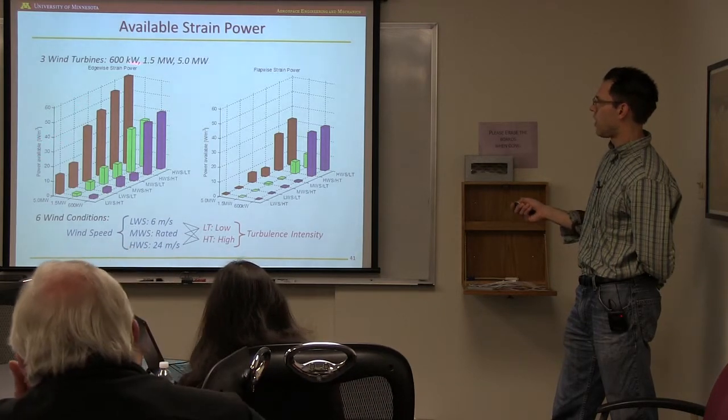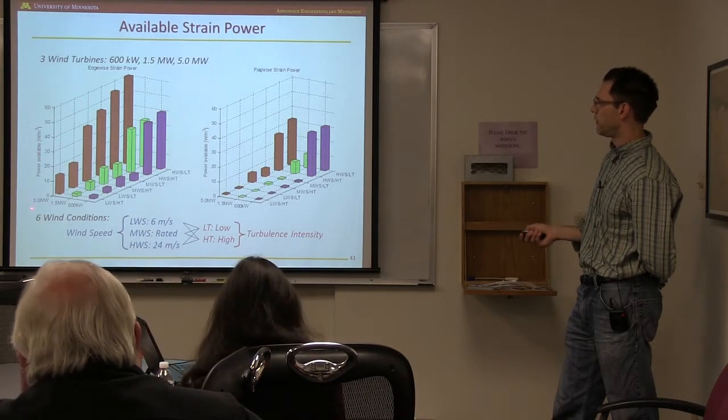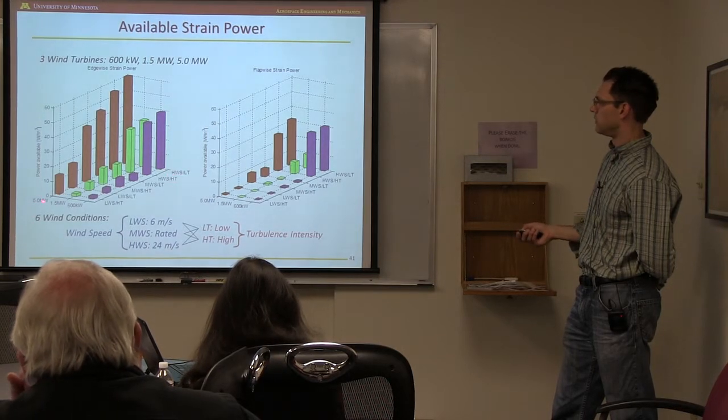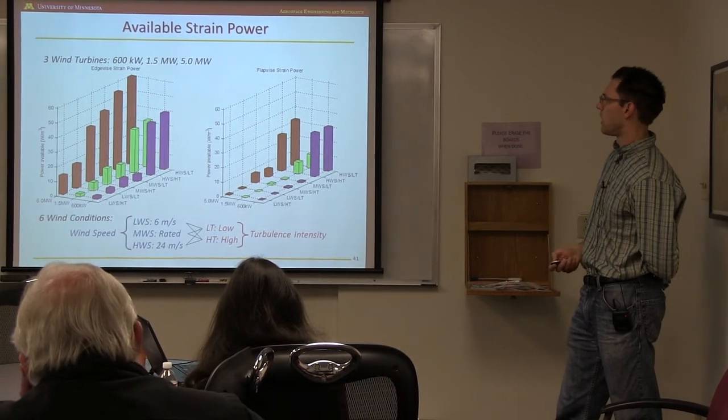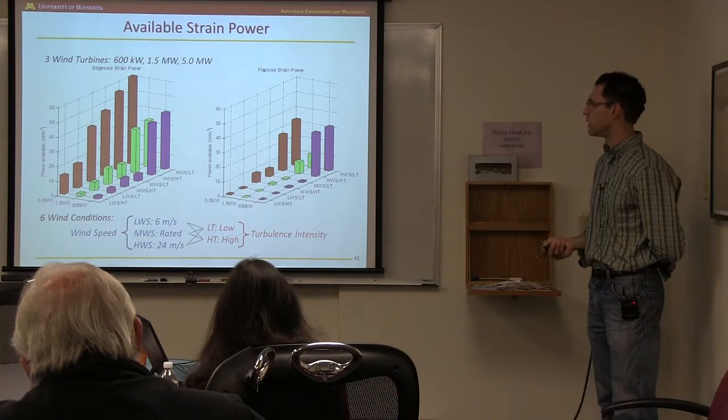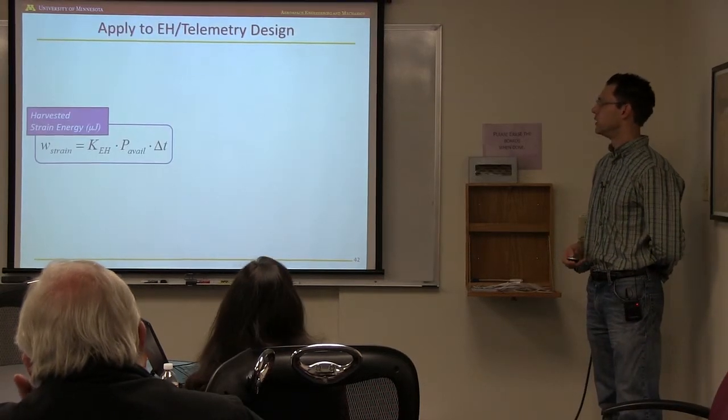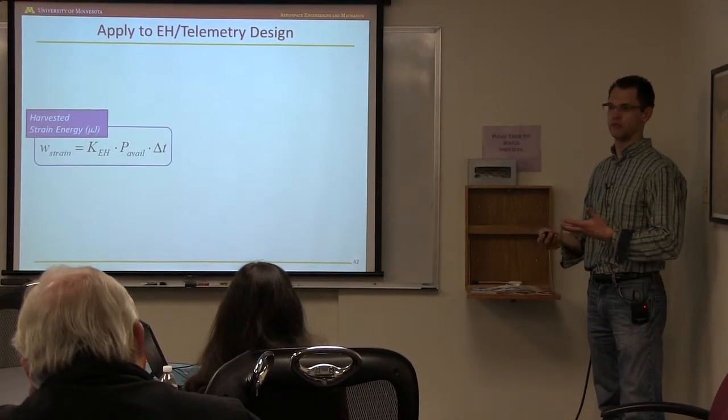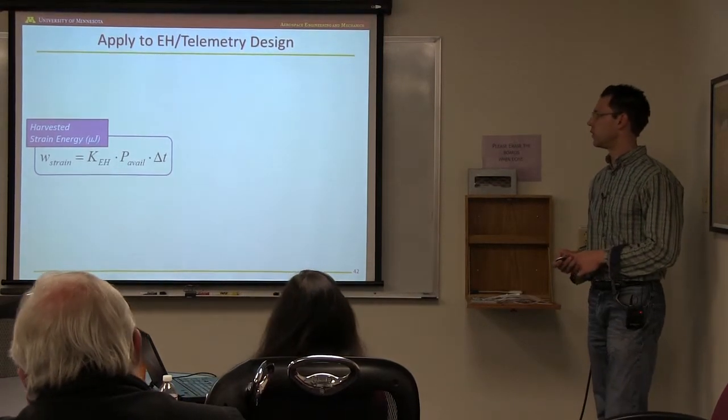Okay, so if you're trying to harvest energy in the most favorable conditions, which is high wind speeds and a very large turbine, that's about what you're going to get. You can get about 60 watts per meter cubed. So now what does this tell us if we're trying to design some sort of sensor package? What can we say about this?